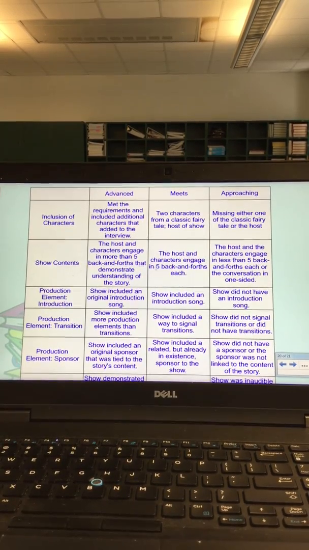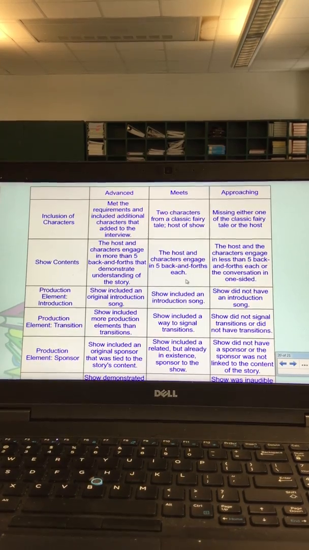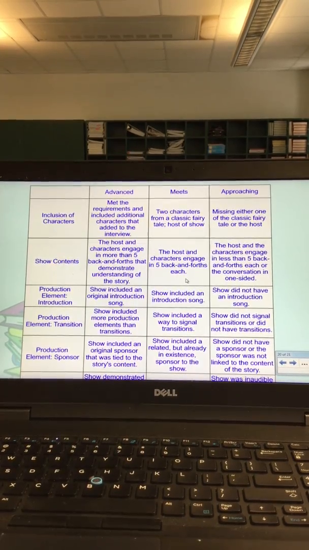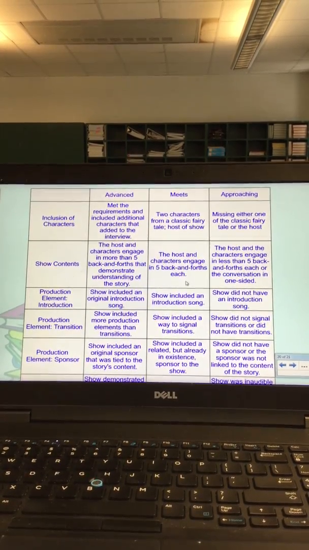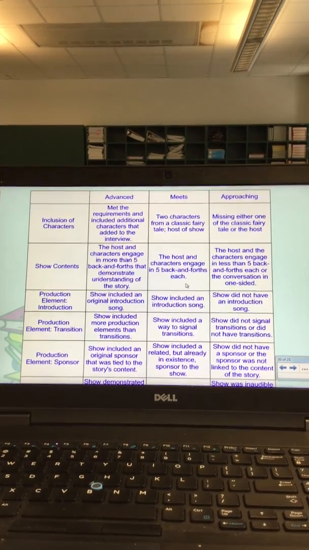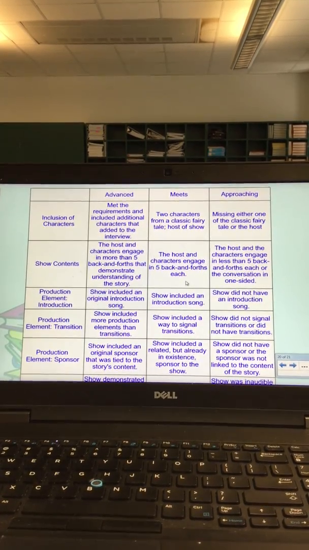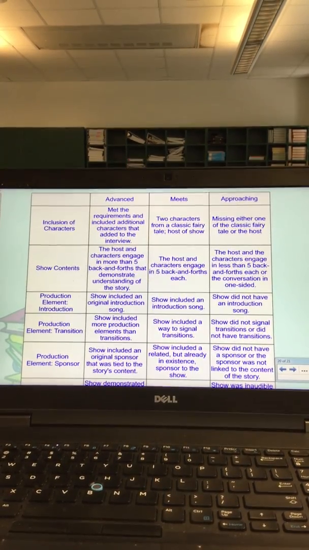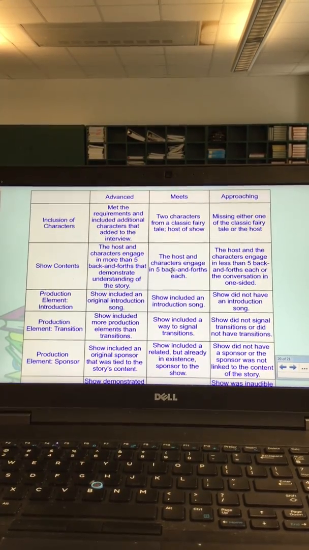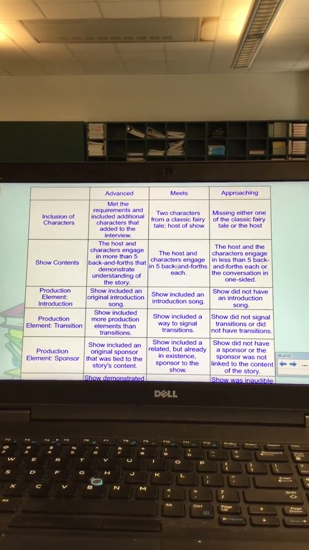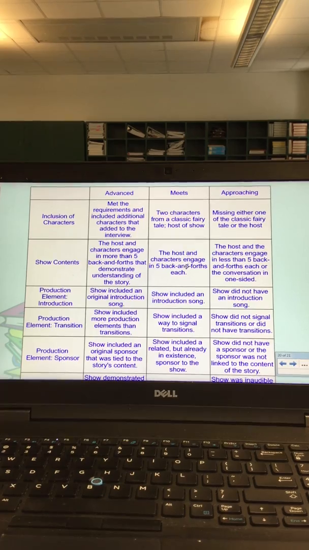So show contents, right? The host and the characters engage in 5 back and forth each, so that there's some depth to their conversations, so that the host will ask the character 5 questions, and then the character will answer back 5 times. And they do that for each character, so that at least to give the students a number to work towards. Definitely some students are going to go above that, but wanted to provide students with the minimum to meet in that podcast assignment.